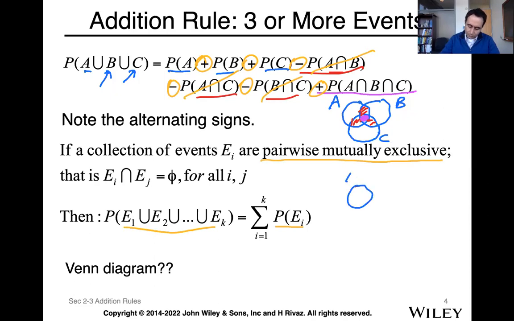Sorry, it's not called A, it's called E1. So E1, event 1, event 2, event 3, event 4, right? And so forth. So these events are mutually exclusive, meaning that no two of them have any overlap, right? And in this case, you can simply add up the probabilities without worrying about counting the intersections too many times.